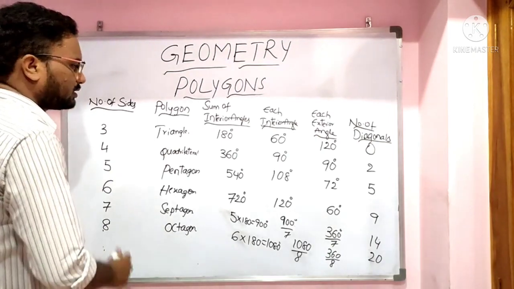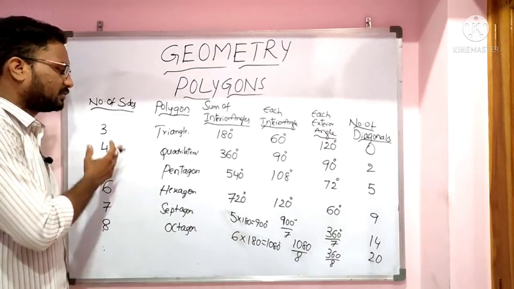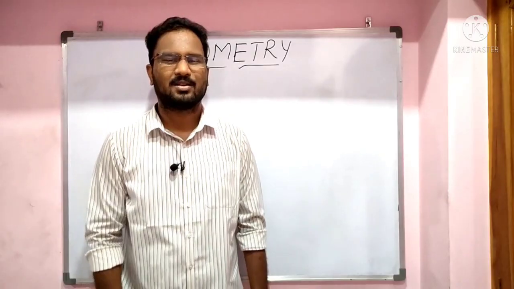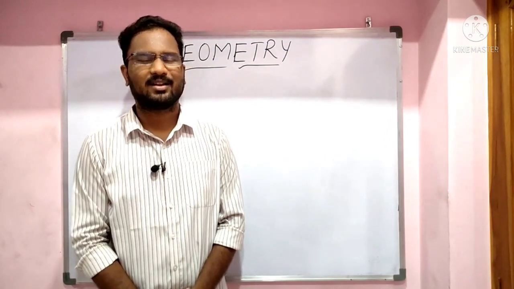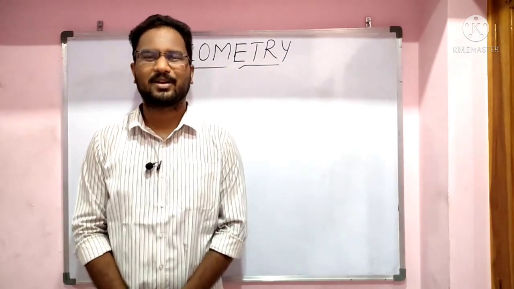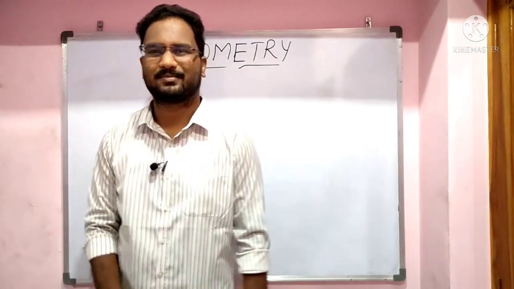Okay, so these are the interior and exterior angles and number of diagonals of some of the regular polygons. Okay, so with this we have completed the theory part of polygons. Okay, and now we will do some problems based on this topic. So let's do the problems.